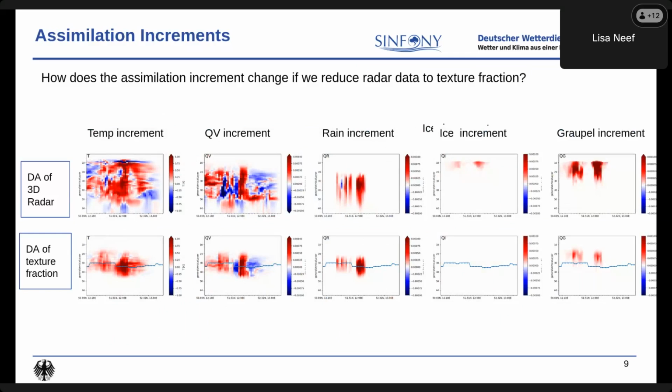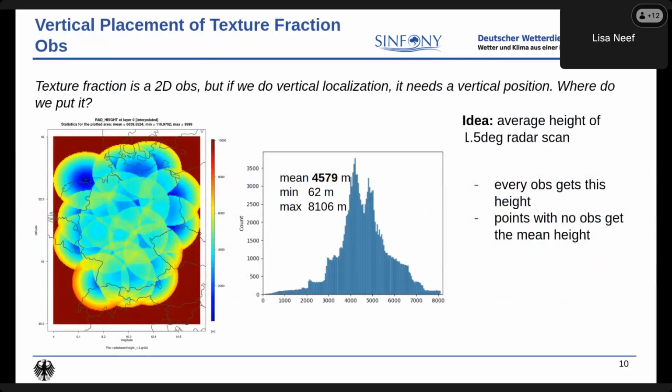But you could see it does give extra heft to what might be the most essential part of the observation. And here you might ask yourself, well, how did you decide at what height to put in the observations? The blue lines in these increment plots are actually the height of the observation, because the texture fraction observation is two-dimensional. And the answer is a little bit hand waving, a little bit of physical basis.